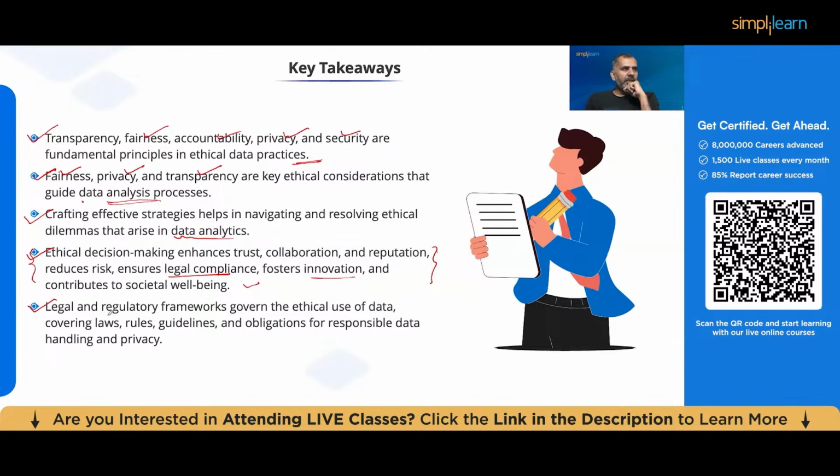And finally, we have some legal and regulatory frameworks that govern the ethical use of data. These frameworks cover laws, rules, guidelines, and obligations for responsible data handling and privacy. We have seen three. One is European, GDPR, then PIPL from China, and CCPA from the US, California. So these are the popular ones, and then we have some domain-specific rules and regulation governing bodies also. So that's something like the major key points from today's discussion.